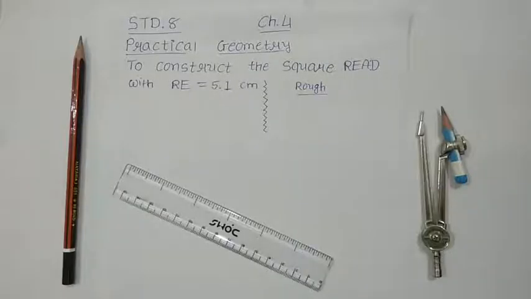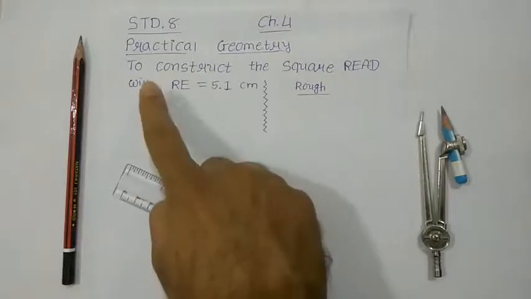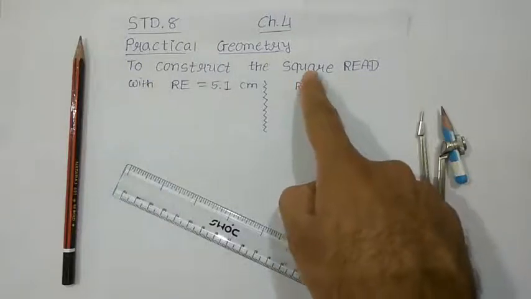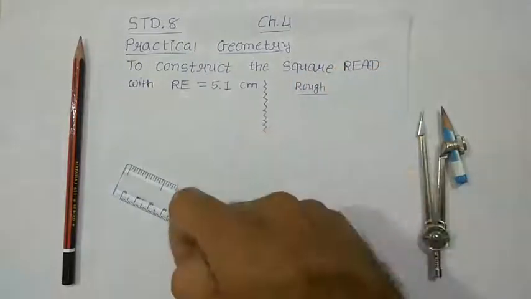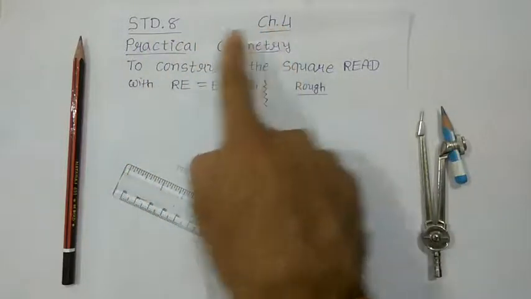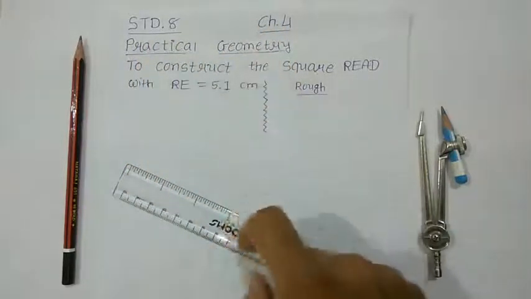Hello students, today we will learn how to construct the square, and the name of the square is READ. This is the topic of standard 8 chapter number 4 practical geometry.